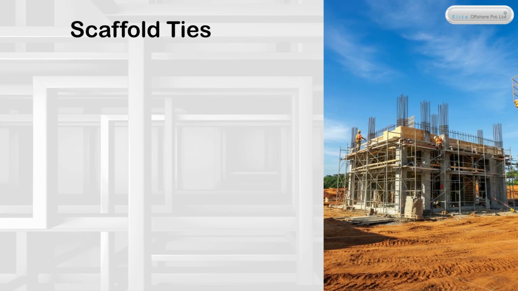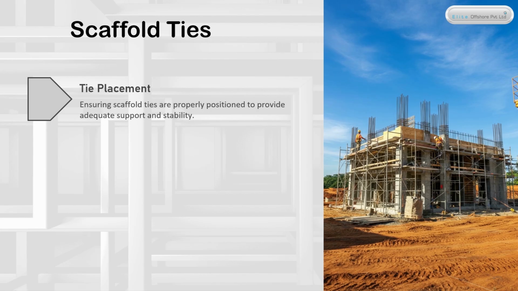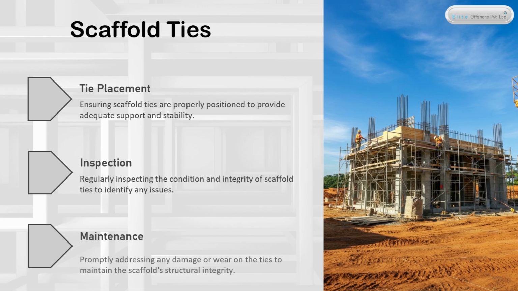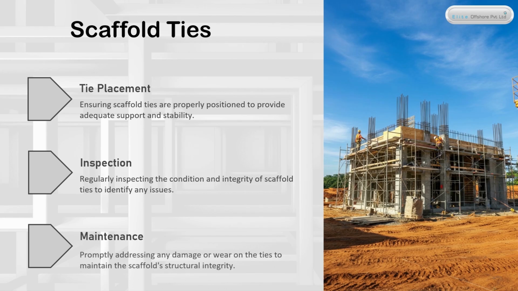Scaffold ties. Tie placement. Ensuring scaffold ties are properly positioned to provide adequate support and stability. Inspection. Regularly inspecting the condition and integrity of scaffold ties to identify any issues. Maintenance. Promptly addressing any damage or wear on the ties to maintain the scaffold structural integrity.